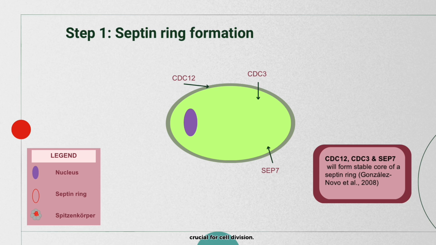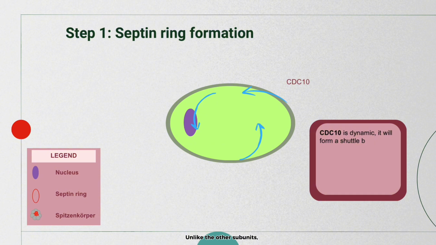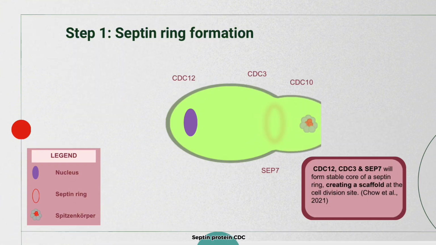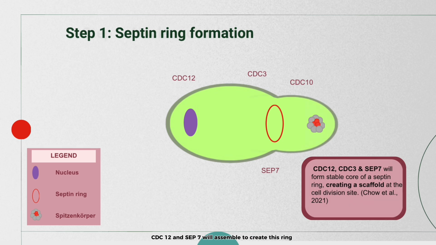Crucial for cell division. Unlike the other subunits, Cdc10 is dynamic, meaning it moves between the septin ring and the cytoplasm. It will form a shuttle between the septin ring and the cytoplasm. This is crucial as it helps prepare the cell for nuclear division. Septin proteins Cdc3, Cdc12, and Cep7 will assemble to create this ring, which serves as a scaffold and plays a crucial role in organizing the cell's internal structures.